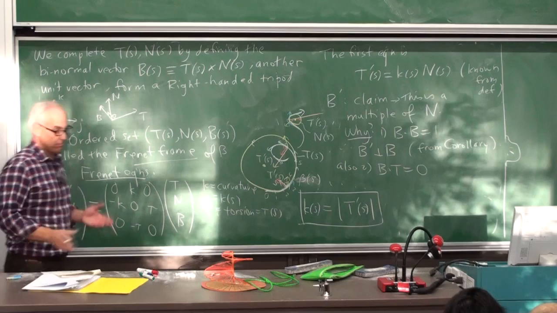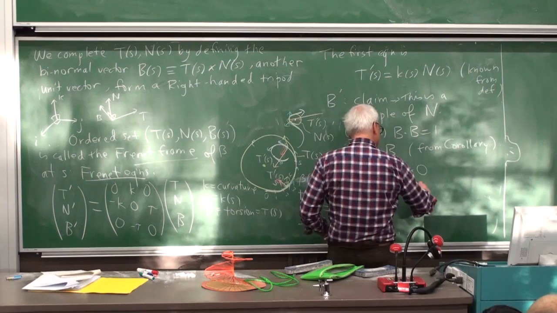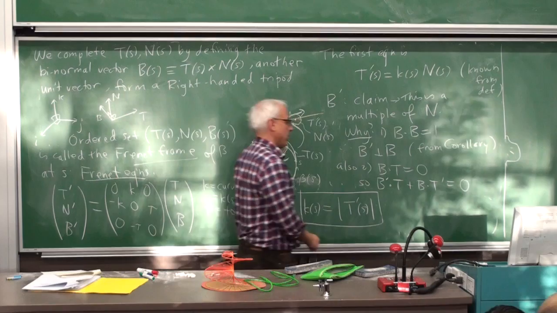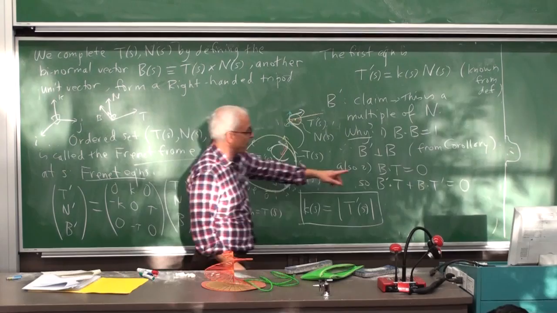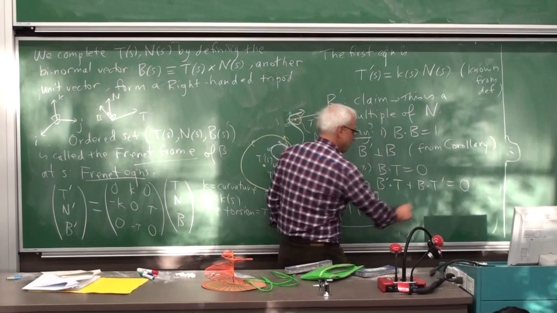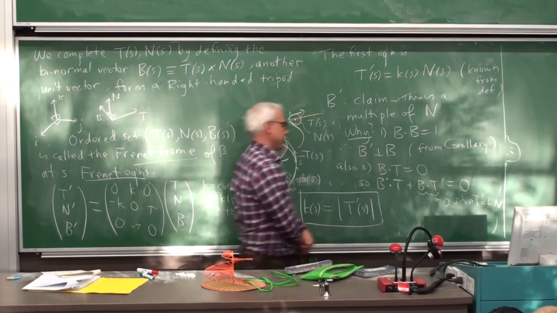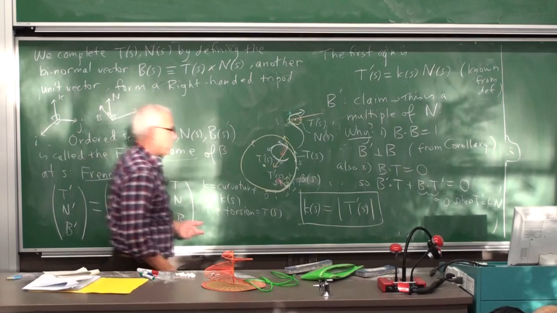So if we differentiate this equation, we get B prime dot T plus B dot T prime equals 0. But we know that T prime is a multiple of N, and N and B are perpendicular. So this is 0, since T prime is K times N. So therefore, we conclude that B prime dot T equals 0.